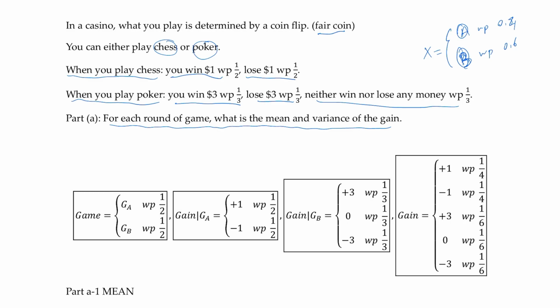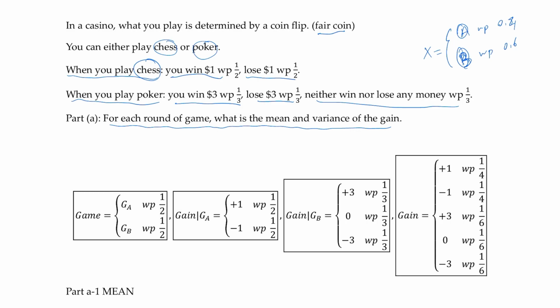So this is one of those cases. So game, the random variable, can be A, to represent game A, and let's say game A is chess. Actually, that's what I did. This represents chess for this problem, and B represents poker, right? So the first random variable is game, right? And it takes two values. It can be A with probability half, and it can be B with probability half.